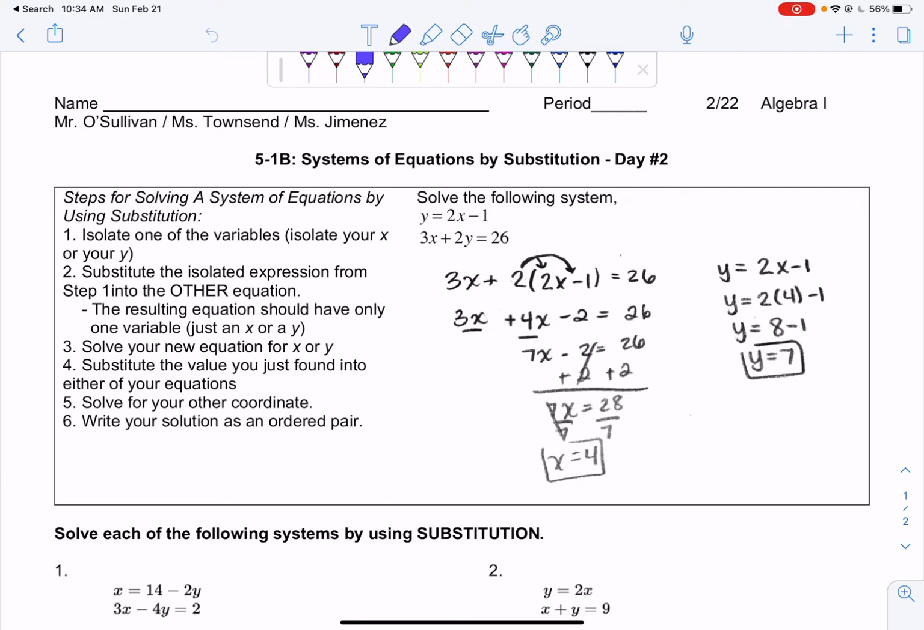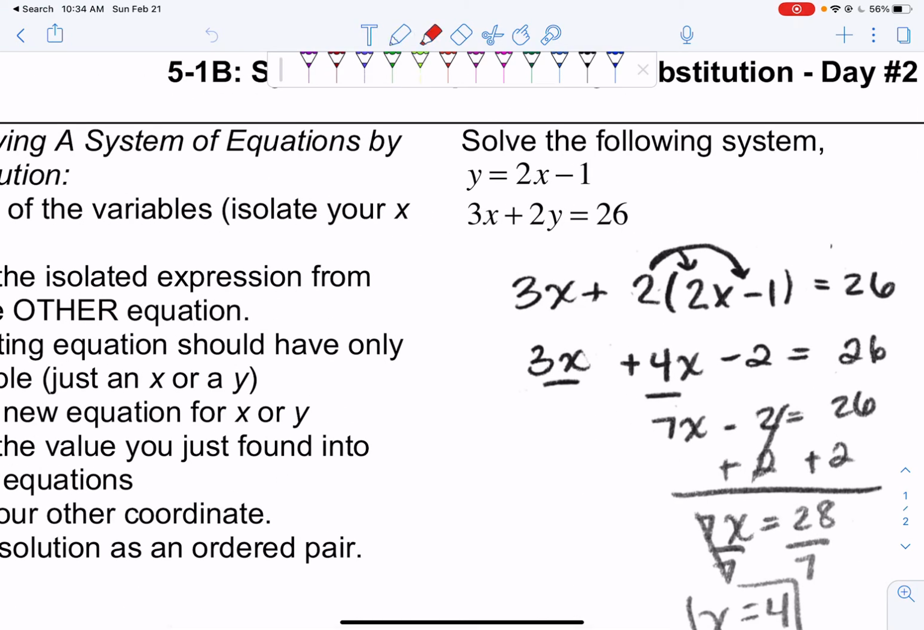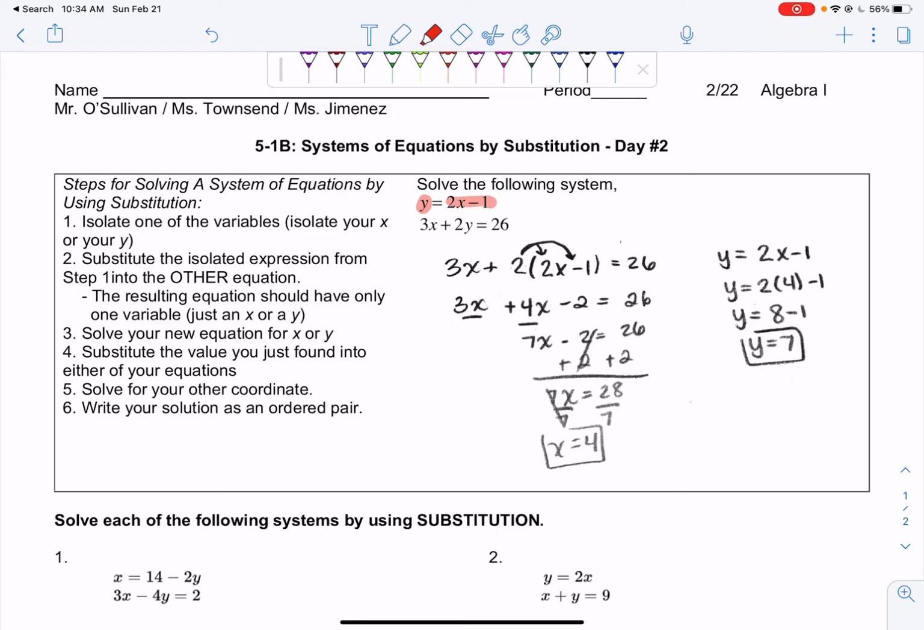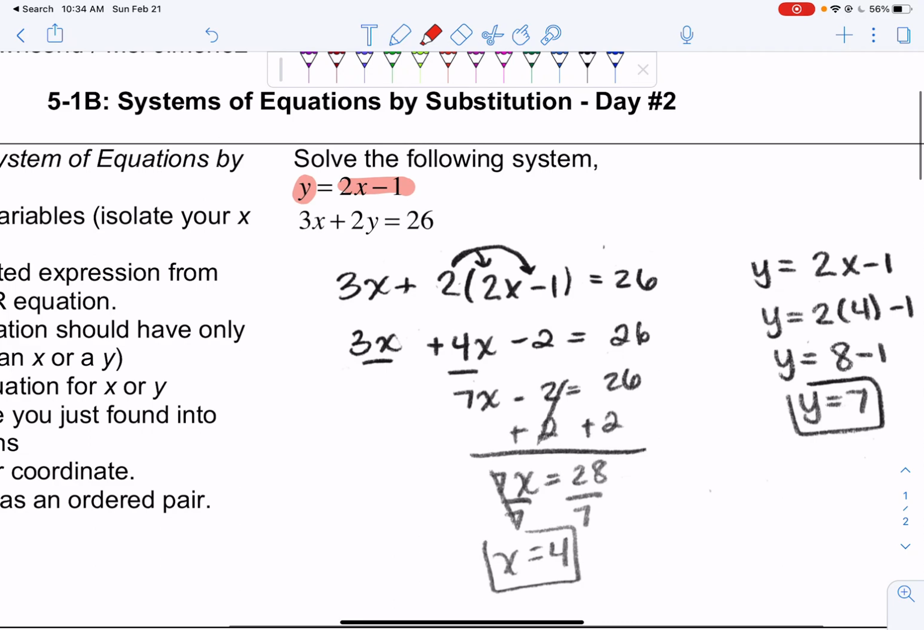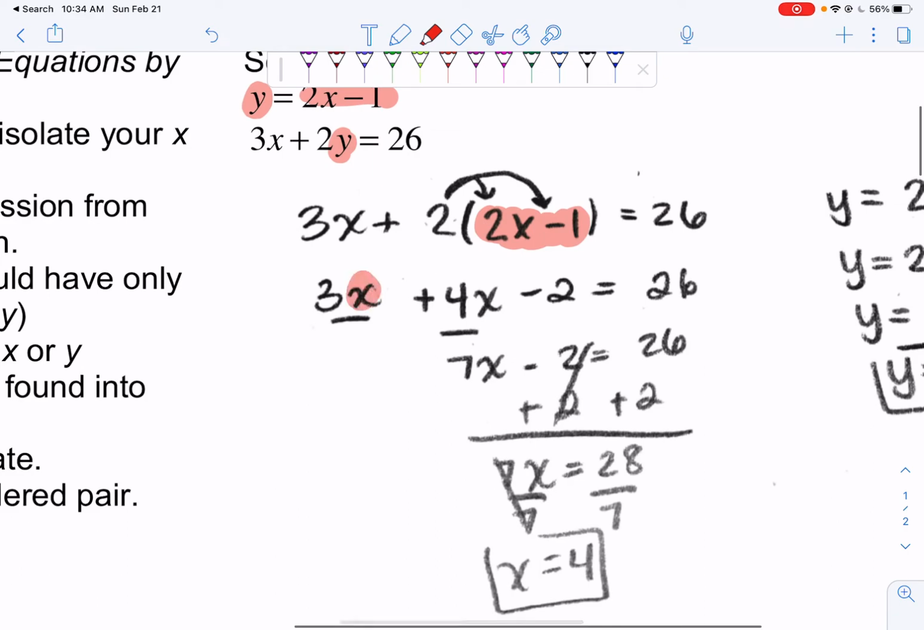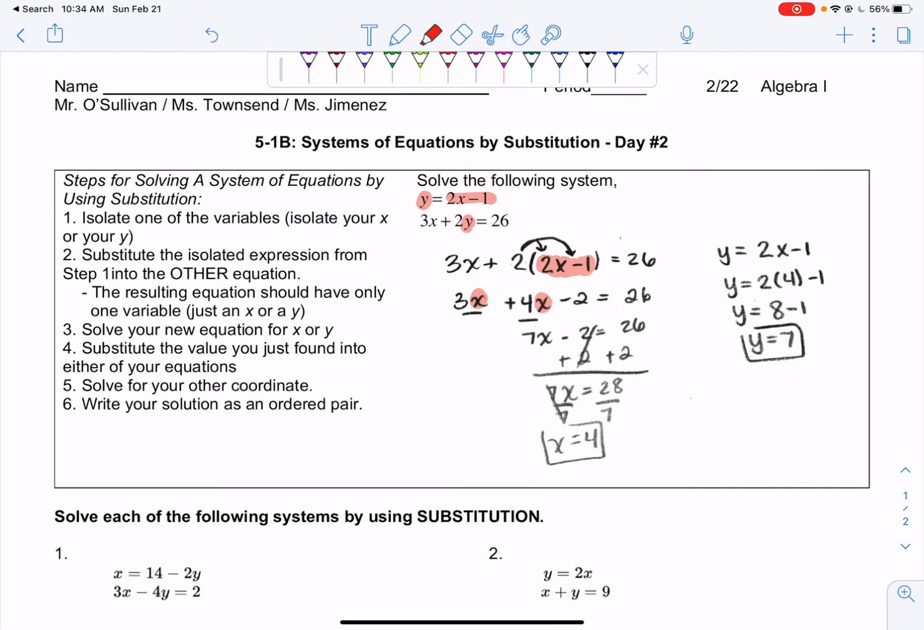Here are the steps for solving a system by substitution. You isolate one of your variables, your x or your y. In this case, your y is isolated because y is equal to 2x minus 1. Then you substitute that isolated expression from step 1 into your other equation. We have a 3x plus 2y, so we put our 2x minus 1 in for y. We then solve our new equation for x or y. In this case, we're solving for x because everything's in terms of x.